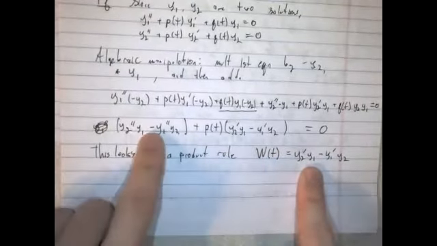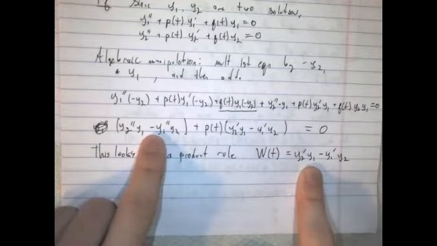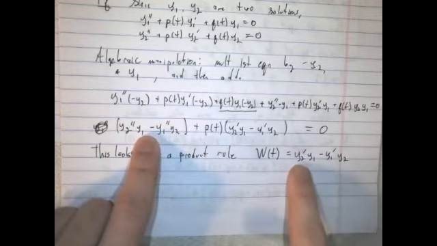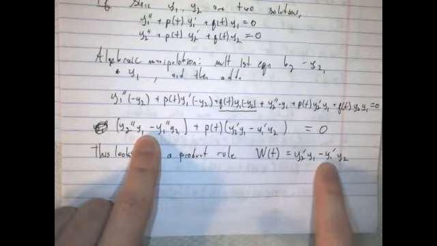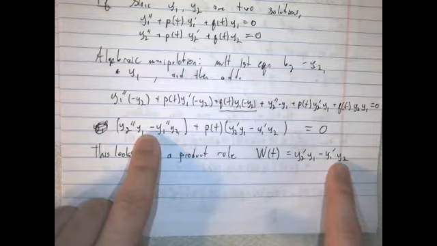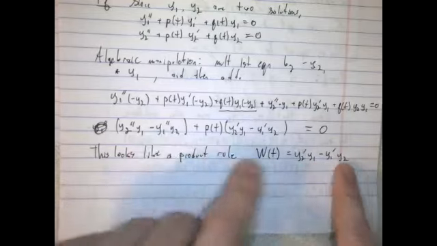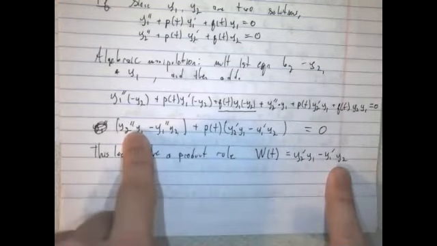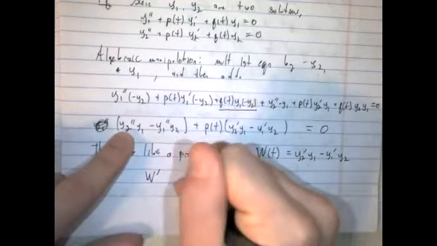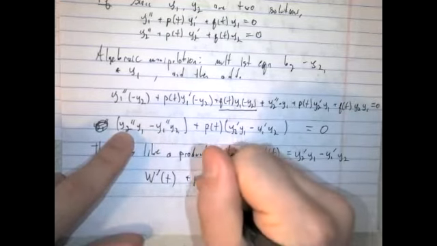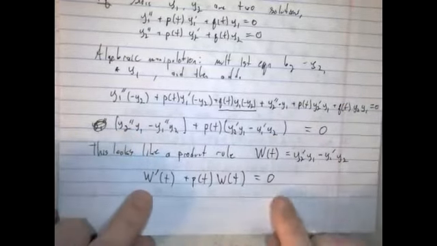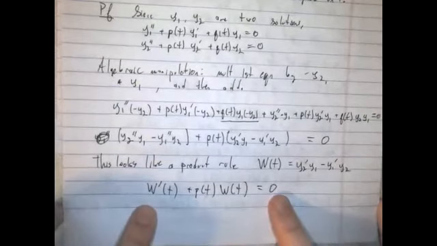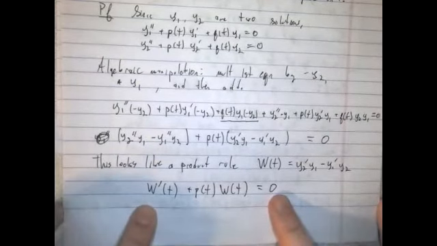Right? Now this thing looks like y prime, right? If I take derivatives here, I'm going to get y2 double prime y1 plus y2 prime y1 prime minus y1 double prime y2 minus y1 prime y2 prime. I'm going to have cancellation. I'm going to get this. So this looks like w prime of t plus p of t w of t equaling 0. Are we okay with this?